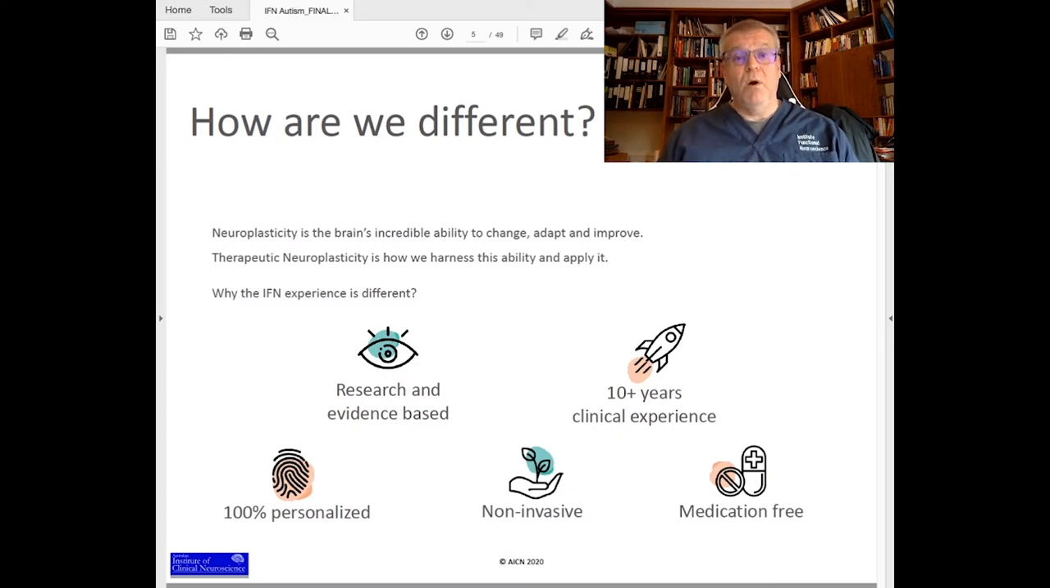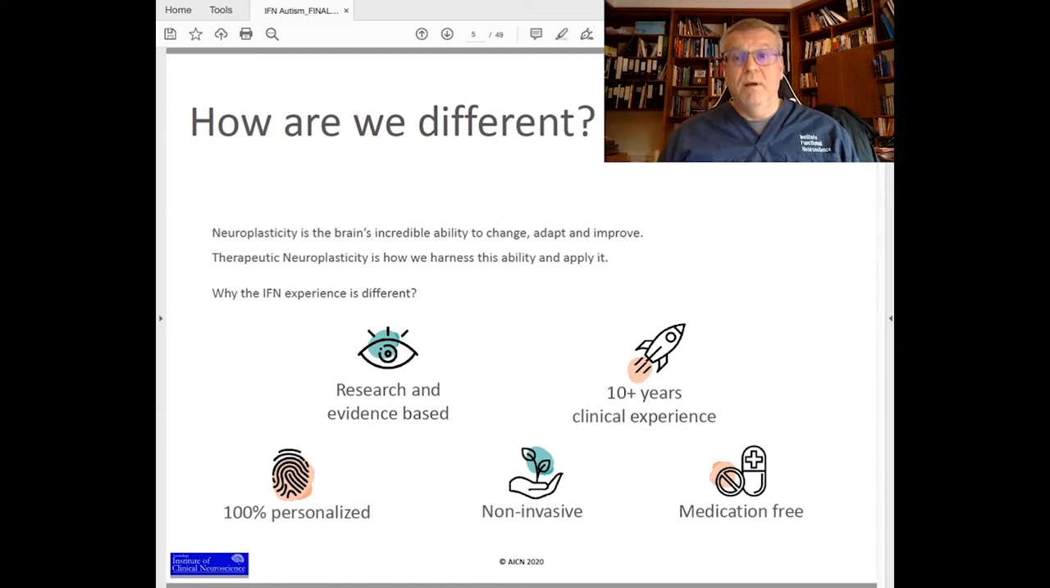Okay? So we are researched and evidence-based. Now, when I say that, what I'm talking about is the treatments that we use. So the actual stimulus treatments that we use have all been from evidence-based literature. They're all from clinical studies. And we know where they go in the brain and how they help you and how they work. And so that's the treatment component of our system is completely evidence-based. We've been doing this now for over 10 years. We've got probably the most experience clinically in the world treating using neuroplasticity techniques. It's 100% personalized for you, and we'll get into how we do that later.